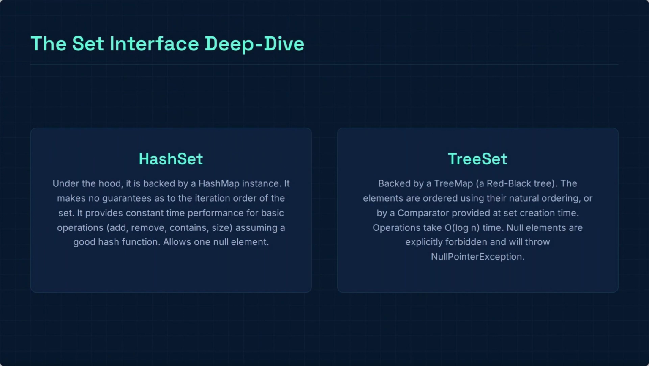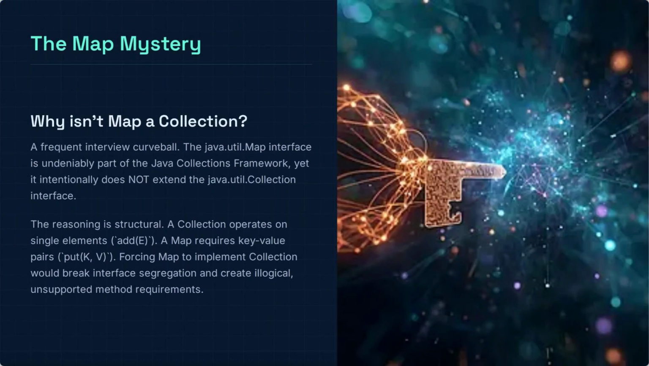A TreeSet, conversely, is backed by a TreeMap, which is a red-black tree. Its elements are ordered using their natural ordering, or by a comparator provided at the time the set is created. Its operations take log n time. Note that null elements are explicitly forbidden in a TreeSet and will throw a NullPointerException.